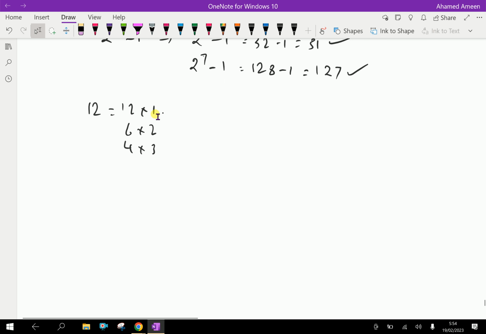But this is not a prime number, because 12 can be expressed in different ways, not only by the number itself and 1. So it's not a prime number. That means first we have to use the factors of the given number and check whether it is a prime or not.